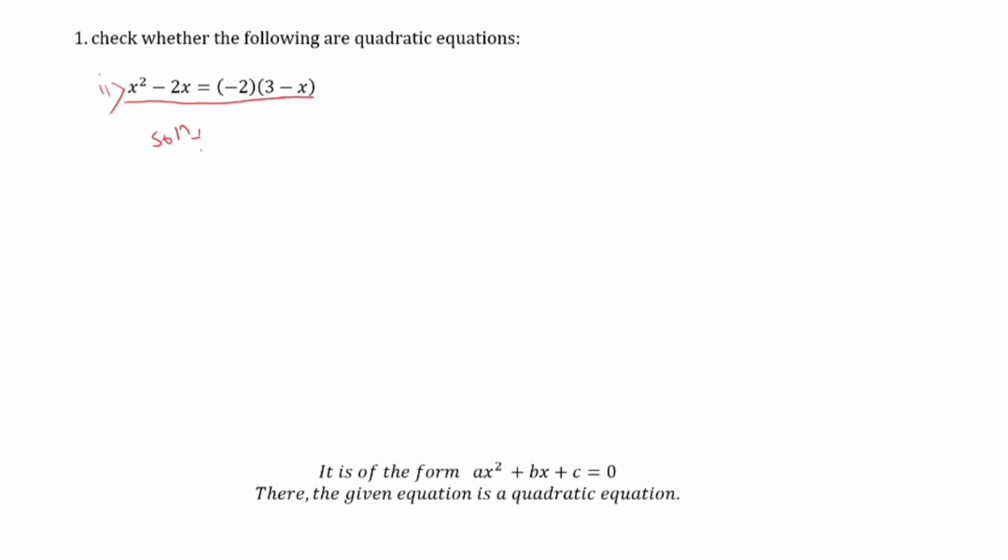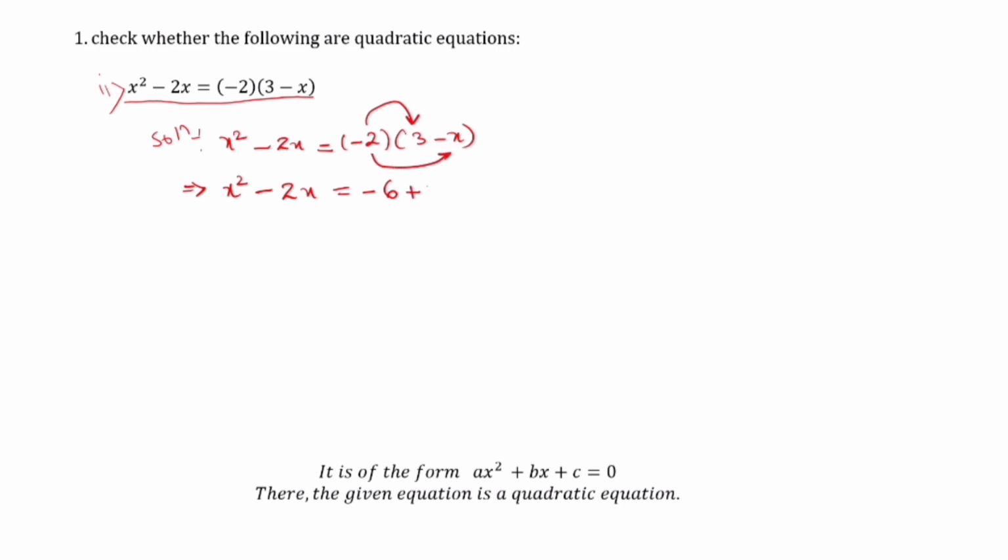Solution. x squared minus 2x will give me 2x, 3 minus x, which implies this left hand side firstly I will return as it is, and on this right hand side minus with plus will give me minus. So 2 3s are 6, and minus will give me plus.